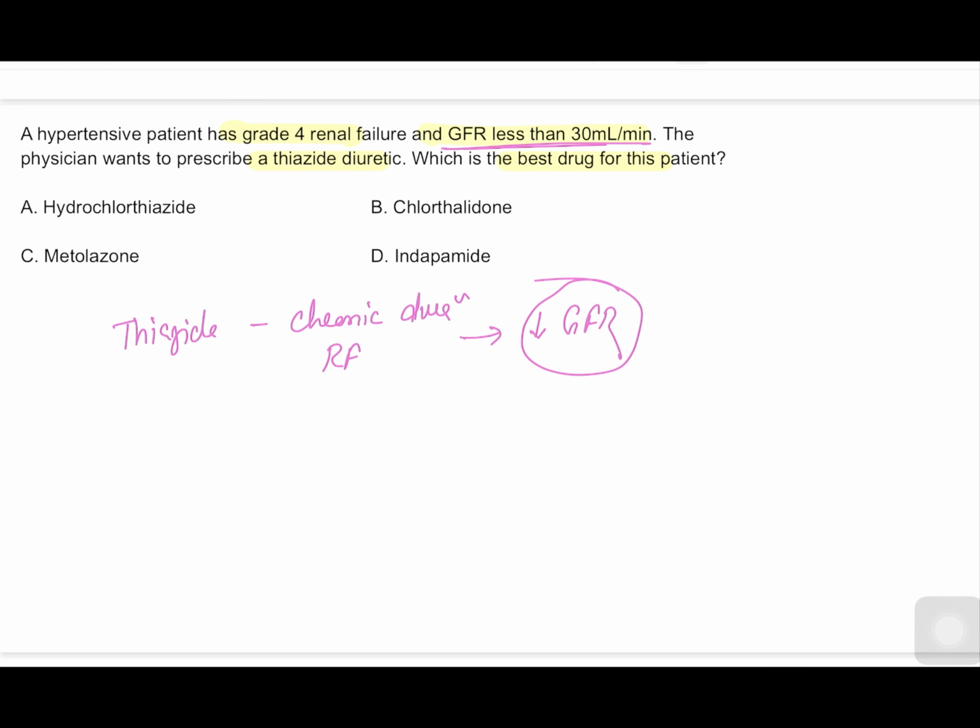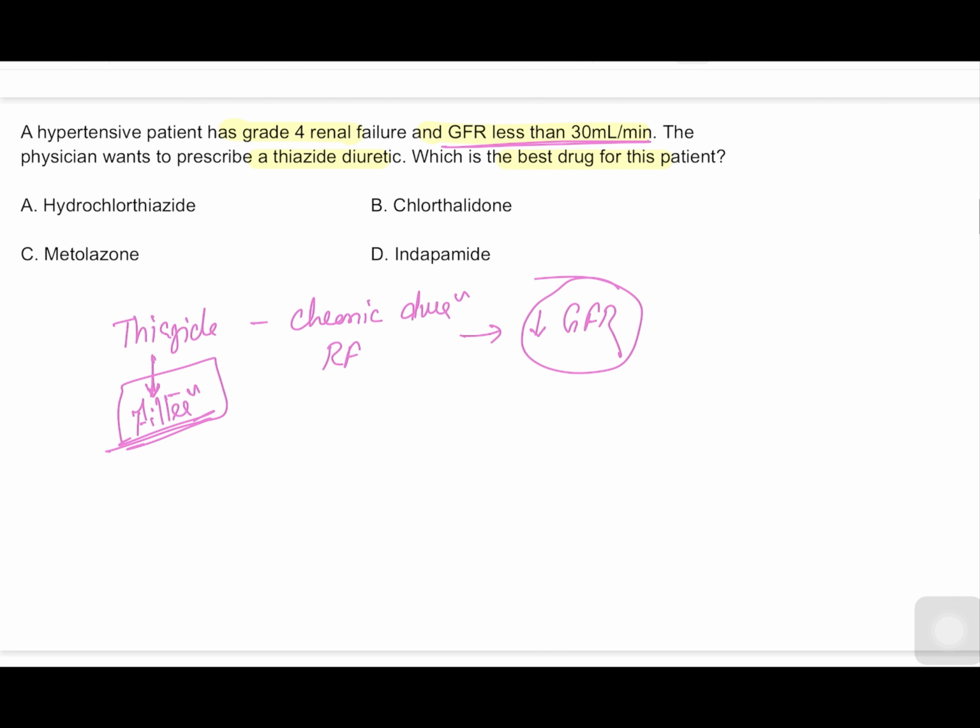But here they are saying GFR is less than 30 ml per minute, then what drug will you give? So if you know, these thiazides need GFR or they need filtration, because they have only two mechanisms to reach the site of action. One is filtration, other is secretion. So if filtration is very less, then they cannot reach the site. So in this condition, we cannot prescribe hydrochlorothiazide, we cannot give chlorthalidone, even same with indapamide.